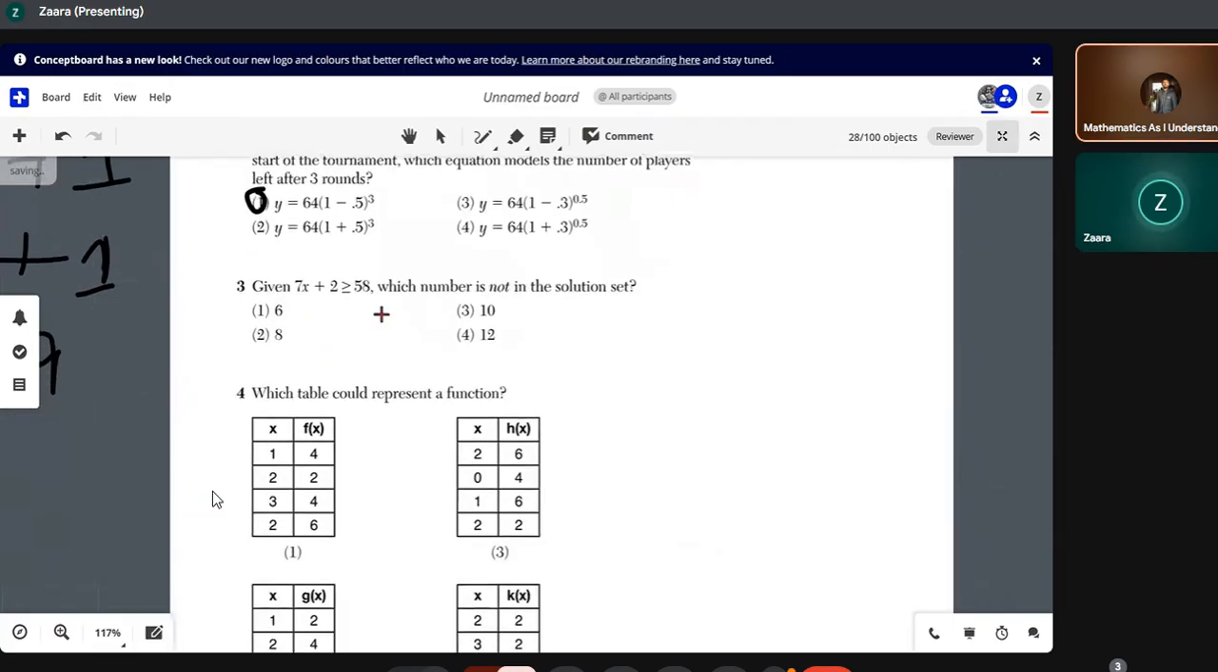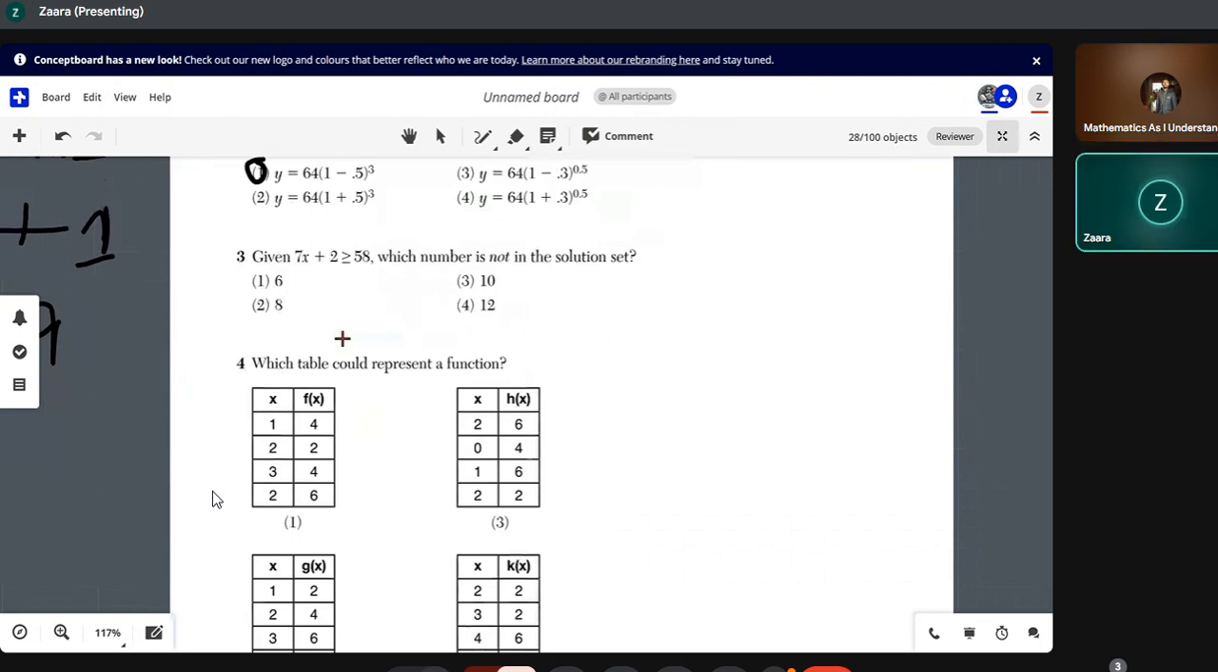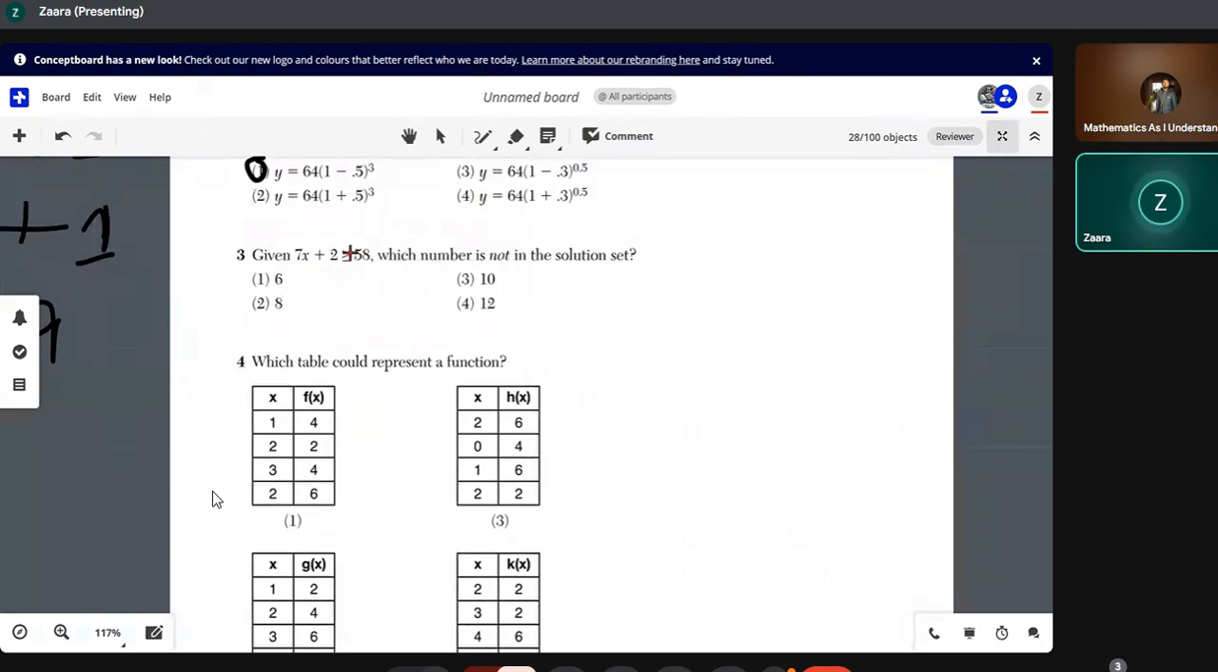Given 7x plus 2 is greater than or equal to 58, which number is not in the solution set? So for number 3, what I did was I solved the equation. I'll just solve it here to show you. I did, solve the equation, 58.